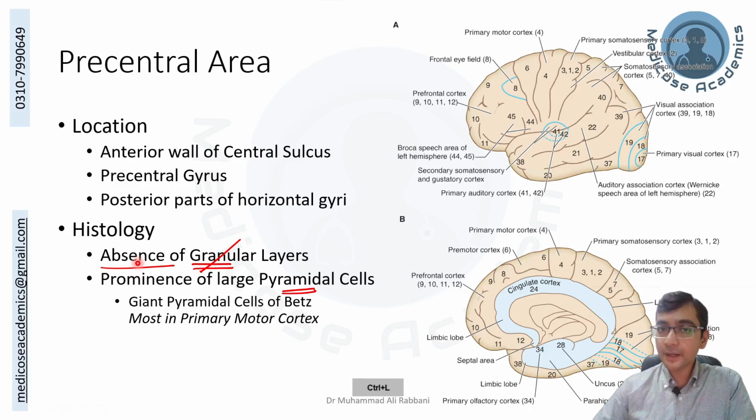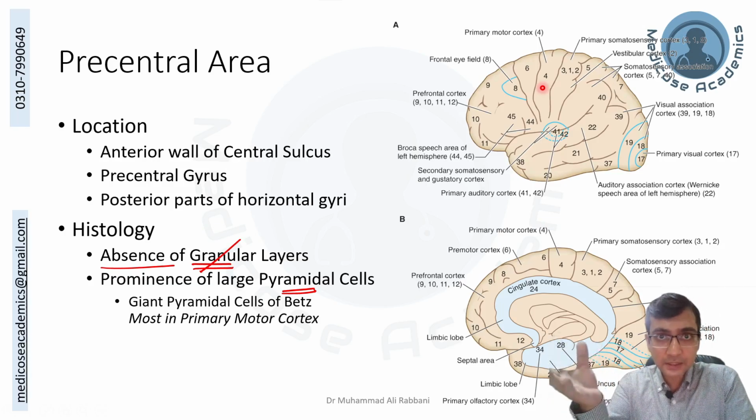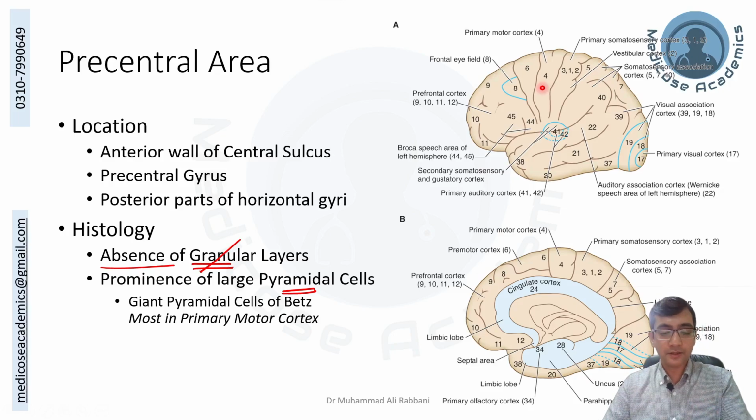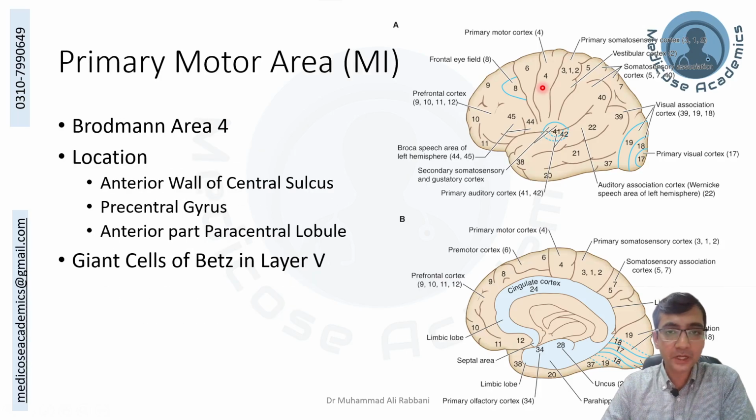Especially in the primary motor area, the largest pyramidal cells are present, the pyramidal cells of Betz, that send the signals down the corticospinal tract to the fibers or cells that are responsible for the most discrete skilled movements. By the way, the name pyramidal tract is not due to these cells, but due to the medullary pyramid in the medulla oblongata. So let's start with our first area.